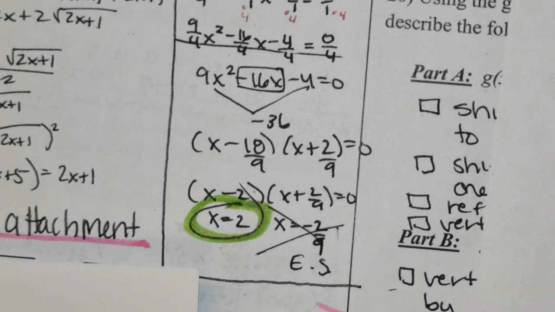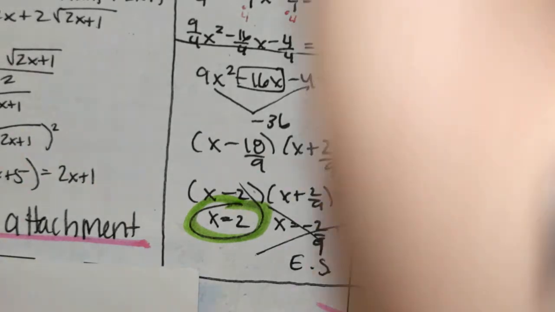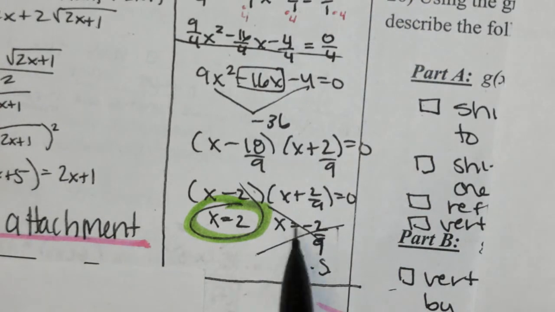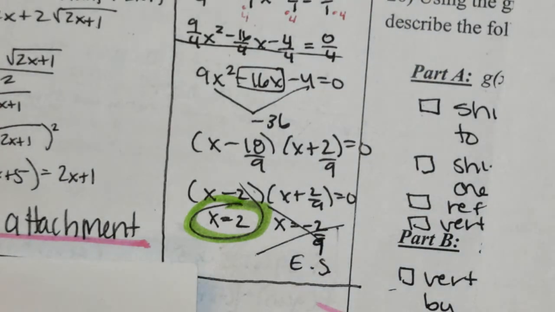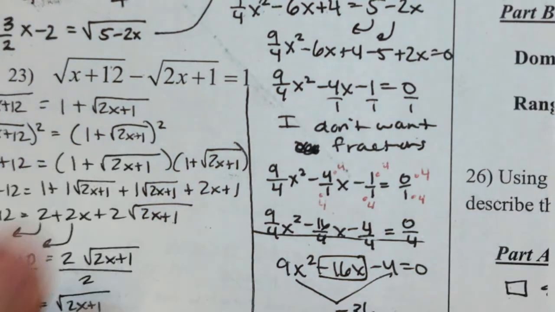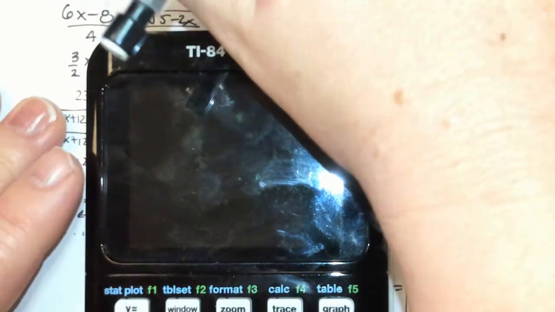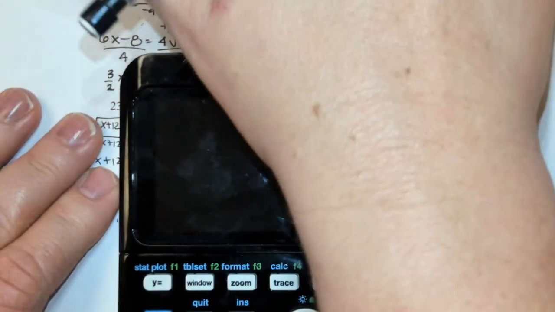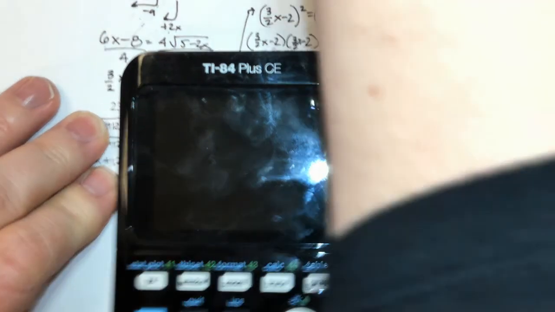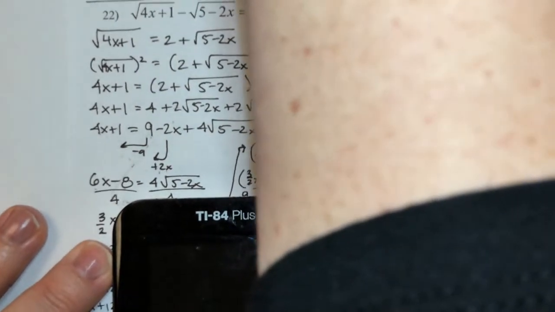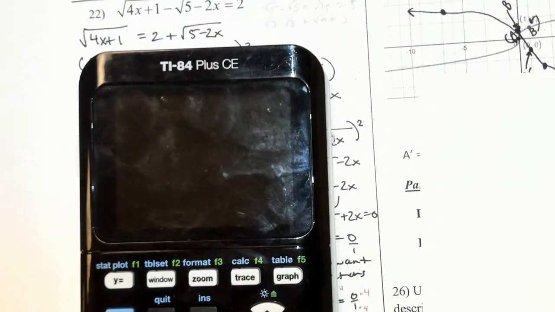Now, how do we check to see what the right answer is? In my opinion, because these two x values aren't really, really large or really, really small, I think it's easiest to eliminate the extraneous solutions if they occur using a graphing calculator. So I'm going to zoom out here. This is the original problem up top, number 22, which is right there, and I'm going to graph.